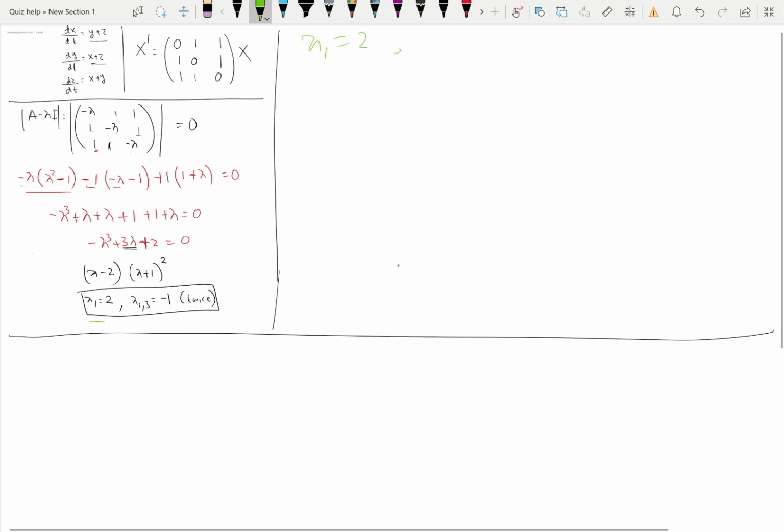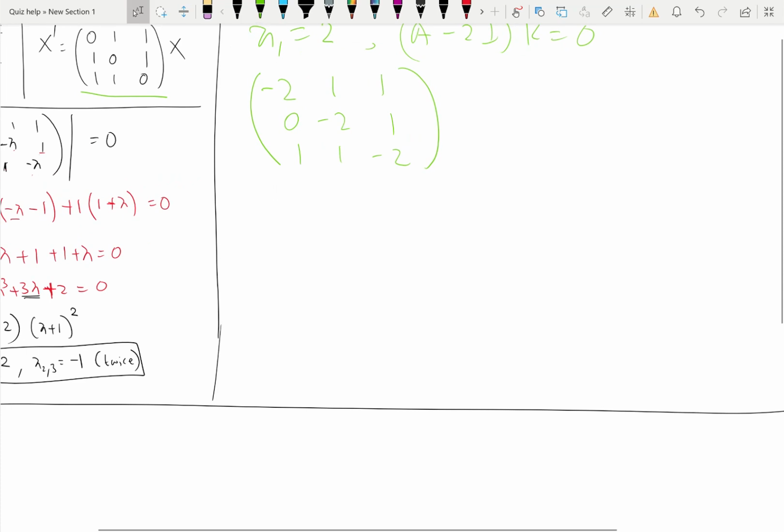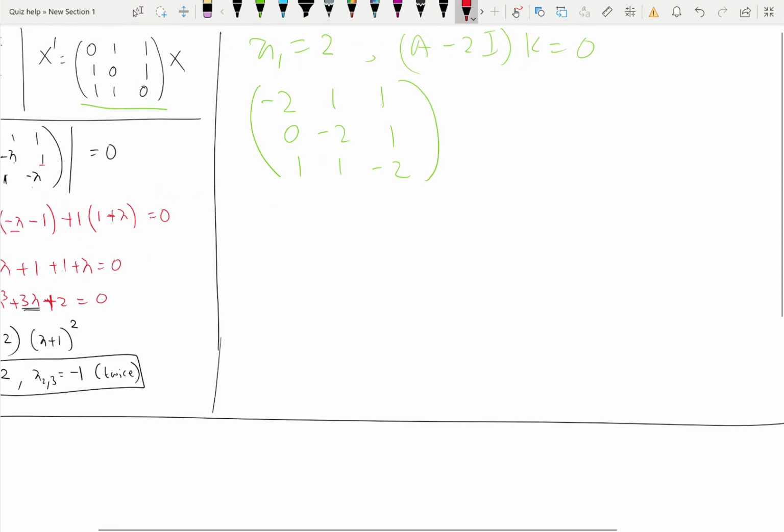For that, we want to solve the equation (A minus 2I) times k is equal to 0. So A minus 2I, where A is this, will be negative 2, 1, 1; 0, negative 2, 1; 1, 1, negative 2. Now really here you should pause and try to do it by yourself, because you already know how to find the eigenvectors, right? This is a non-repeated one. So try it yourself and compare. That is how you learn and develop your skills.